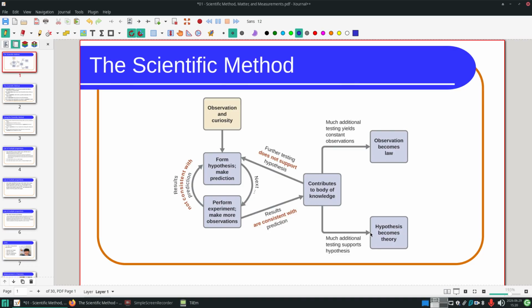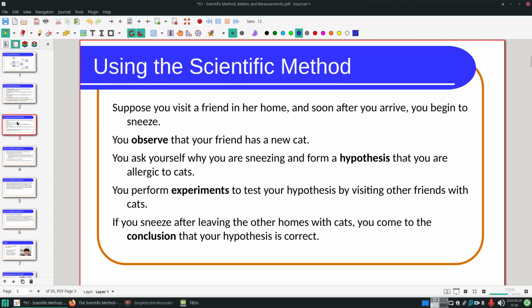All right, so let's go to, real quick, maybe the fifth grade definition of how you use the scientific method. So let's suppose you're at a friend's house, and as soon as you get in there, you start sneezing. You observe that your friend has a new cat.